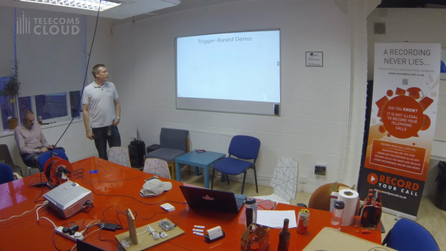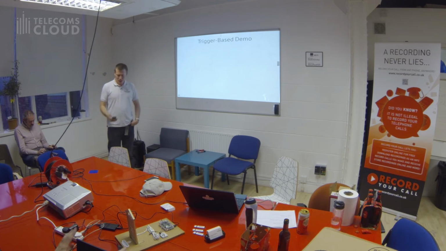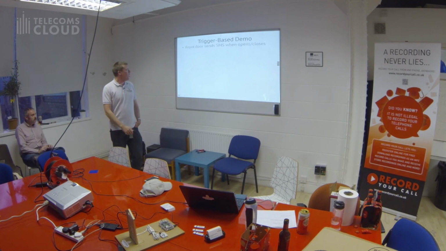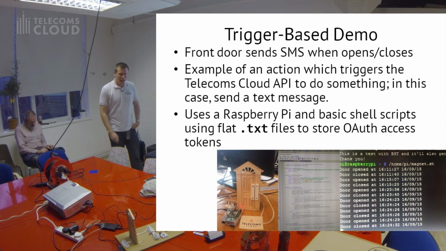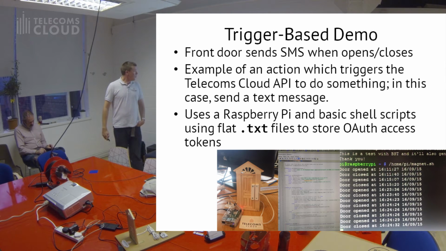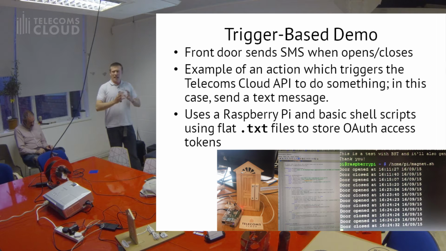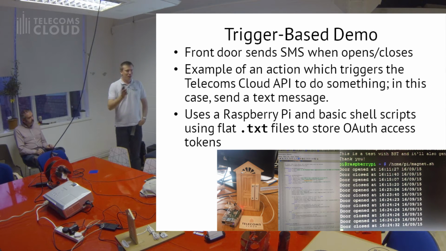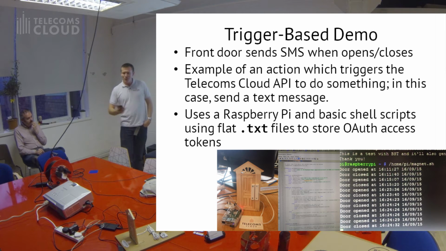So I'm going to give you a little demo of something using the API, which is in the center of the table there. It's a front door, and when you open it, it sends an SMS to say the door has been opened with the time and date, and then when you close it, it sends you a message to say it's been closed. This is just an example of any action somewhere in the real world which triggers the Telecoms Cloud API to do something. In this case, it's send a text message. It could equally be make a phone call or do anything else. It could even be send a fax when you open your front door. I'm not sure why you'd want to do that, but if you want to, you can.